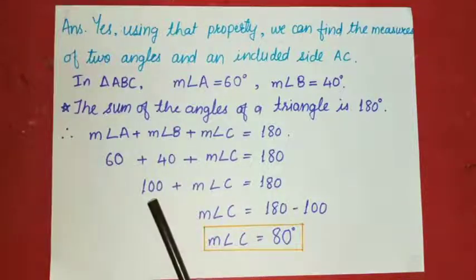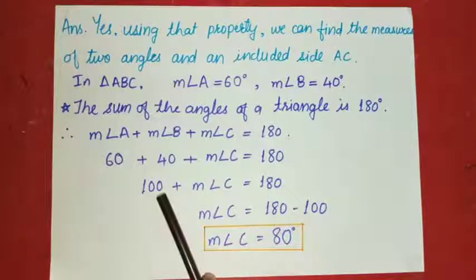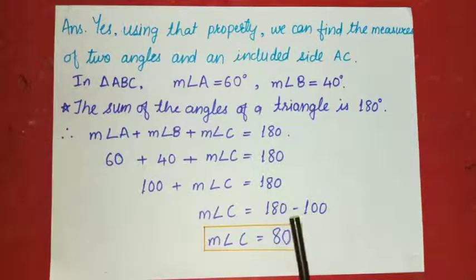Now 60 plus 40 is 100. So 100 plus measure of angle C is 180. Now here 100 is in addition, so on the other side it will go in subtraction. Therefore measure of angle C is 180 minus 100. 180 minus 100 is 80 degrees. Now you got the measure of angle C.